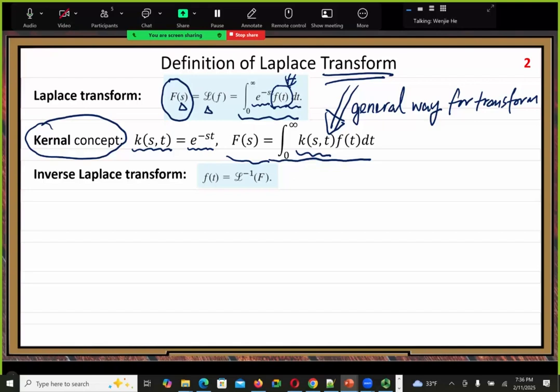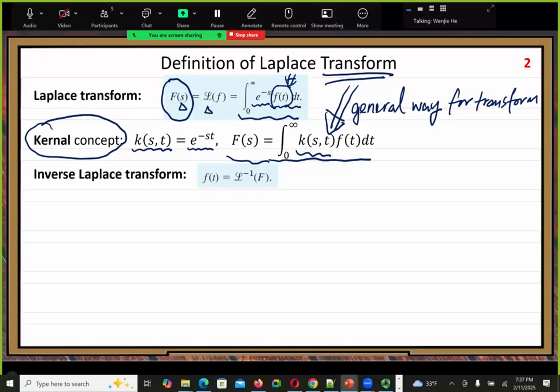Now, people hide the original function. People do not tell you what that little f function is. People just give you that capital F function after the Laplace transform. Now, they ask you to recover the original little f function. From the capital F function, you need to apply the inverse Laplace transform to recover it.